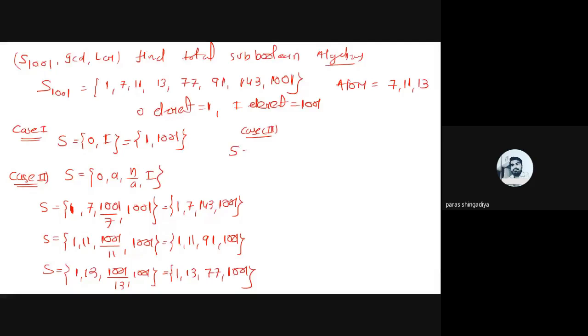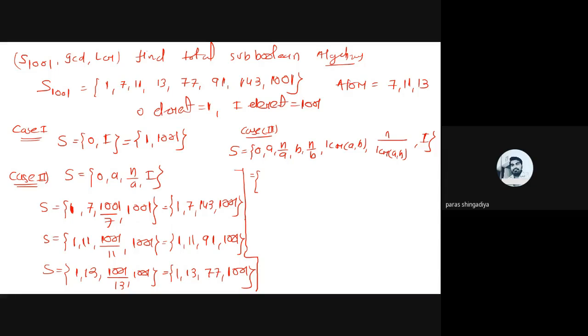So the formula we have: S is equal to {0, A, n by A, B, n by B, LCM of A comma B, n upon LCM of A comma B, and then the I element}. Okay, so replace all the values there.